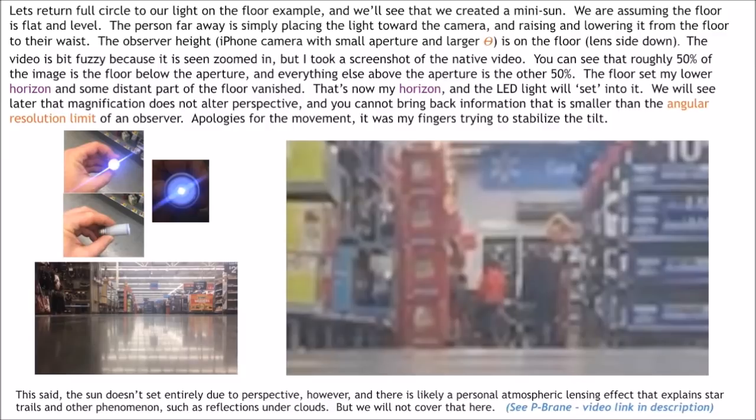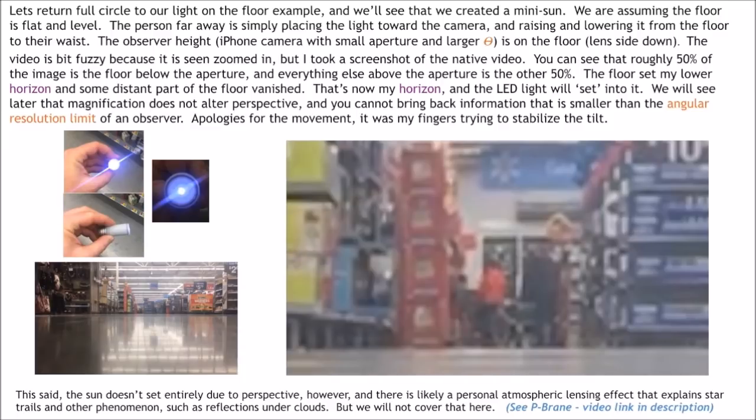The video is a bit fuzzy because it is seen zoomed in, but I took a screenshot of the native video, and you can see that roughly 50% of the image is the floor below the aperture, and everything else above the aperture is the other 50%. It's just slightly tilted in that example. But you can see how the bottom is the floor and the top is everything else. The floor has set my lower horizon, and some distant part of the floor has vanished.